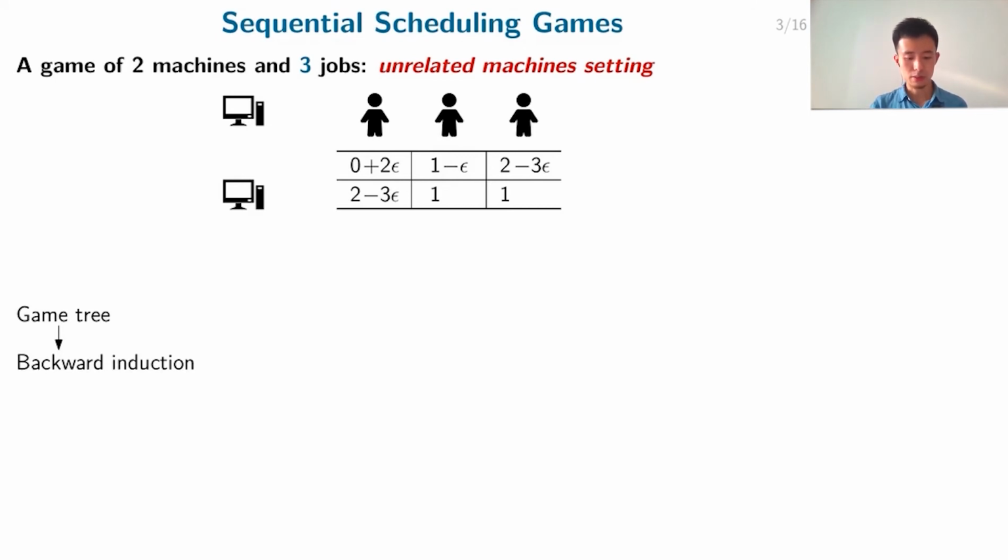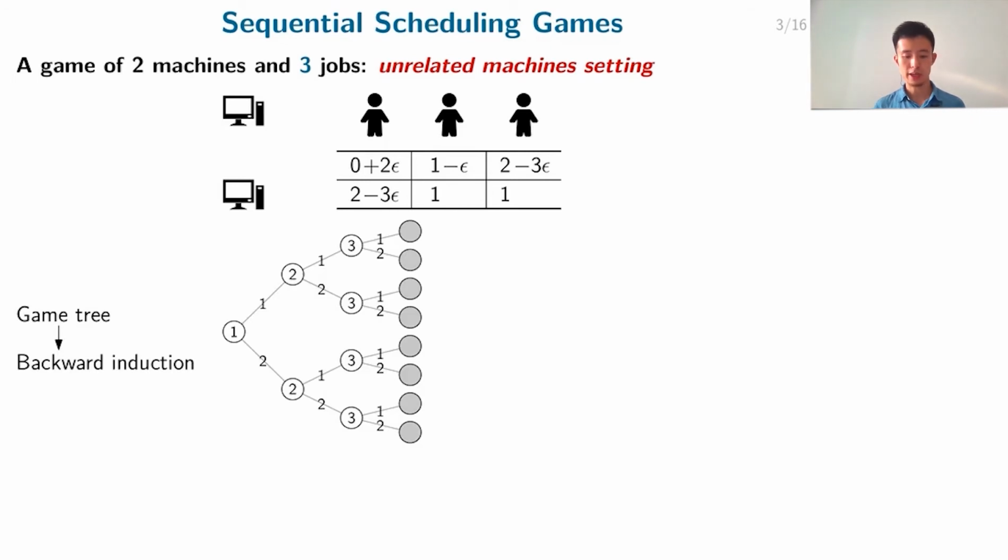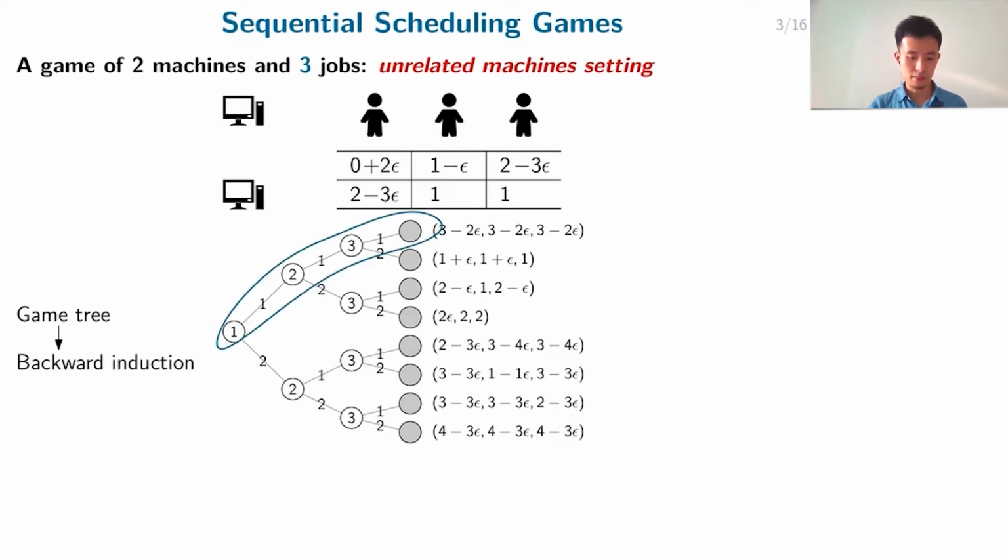So the whole process would be like this. First, we draw a game tree to list all the possible cases. Then we calculate the cost for each player on each node. For example, the first node represents all the players choosing machine 1. In this case, the load of machine 1 is the sum of the processing times, so it's roughly 3. So all these three players have a cost of 3.